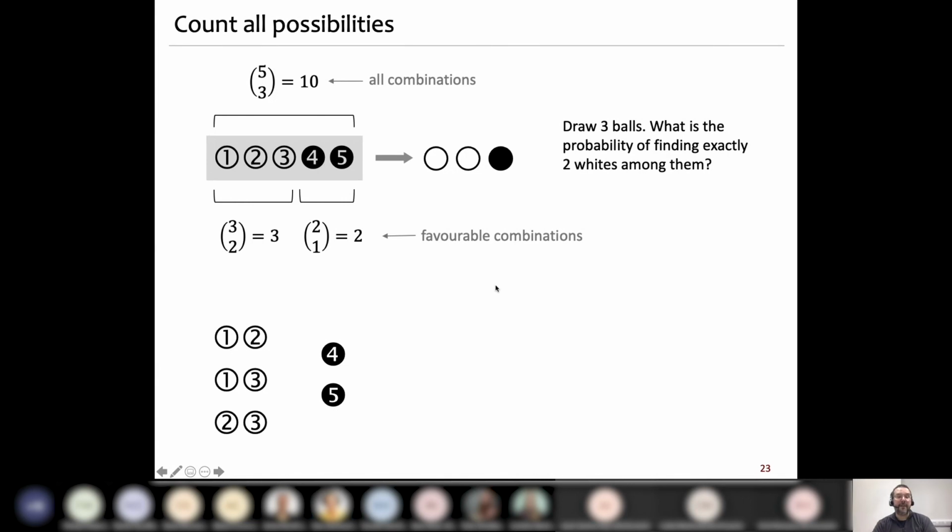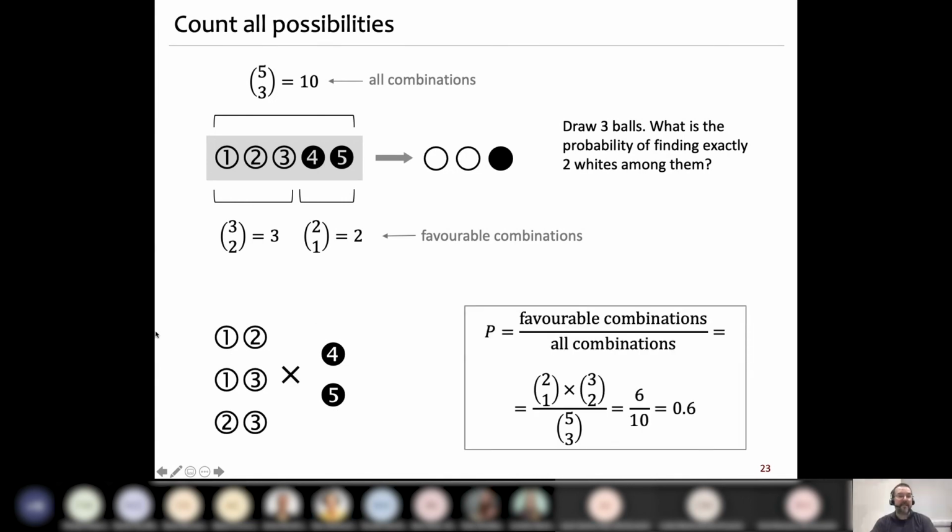And to find all favorable combinations, we need to multiply these numbers because all possible combinations are like this: 1, 2 and 4, 1, 2, and 5, 1, 3, 4, 1, 3, 5, 2, 3, 4, 2, 3, 5. We multiply this number of combinations by this number of combinations, and we find that there are 6 favorable combinations. There are 6 combinations where we have exactly 2 white balls, and there are 10 combinations in total. Hence, the probability of finding exactly 2 white balls is 60%. It's 6 divided by 10.